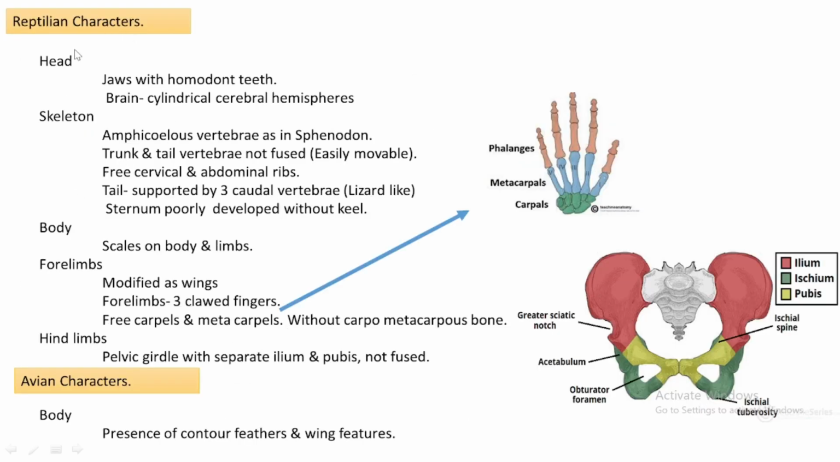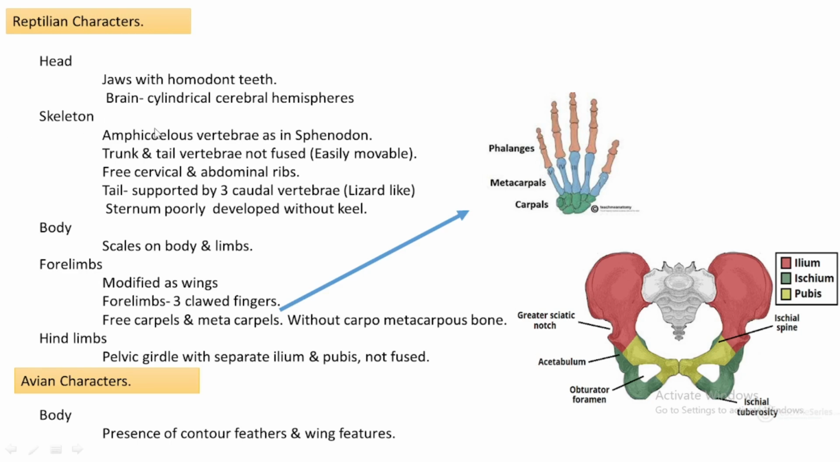Next, the important portion of the Archaeopteryx, which are the characters it shares with the reptiles. Coming to head, its head means its jaws means that beak. That beak is with the homodont teeth. That is a character of reptiles. And brain, it is cylindrical with the cerebral hemispheres. That is also a character of reptiles. That character is present in Archaeopteryx.